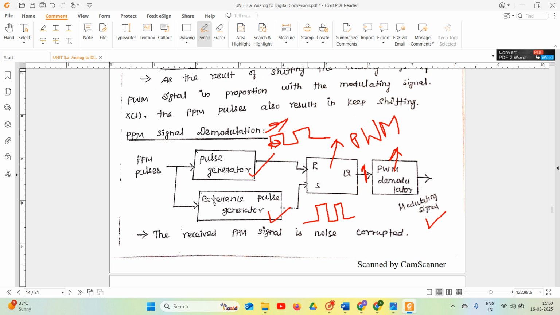And the disadvantage is, as I said, it is a digital pulse modulation, so we need high transmission bandwidth. And one more is that we need a synchronization circuit between transmitter and receiver. These are the two main drawbacks in our pulse position modulation.